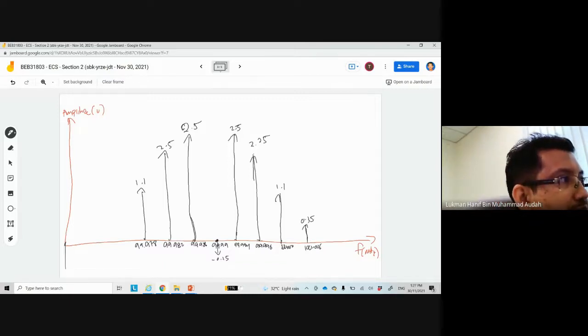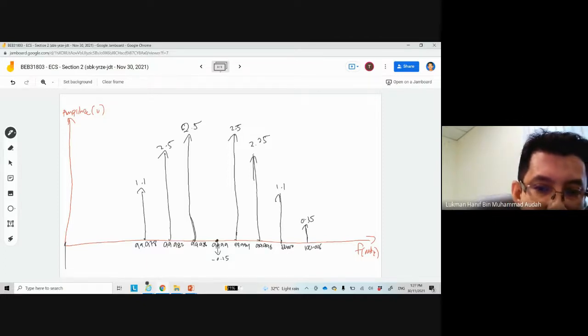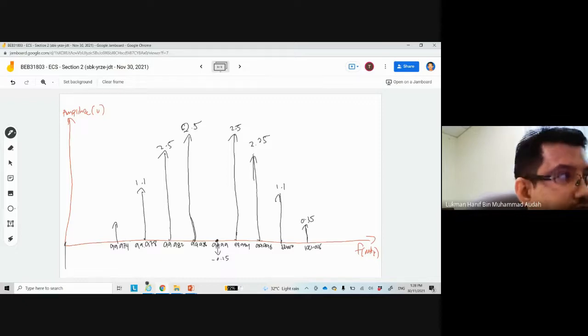And the lower sideband would be at 99.974. So here is 99.974. And the amplitude is 0.35.